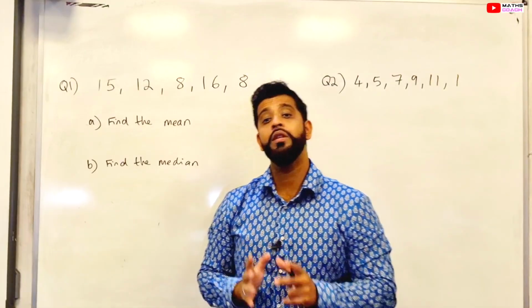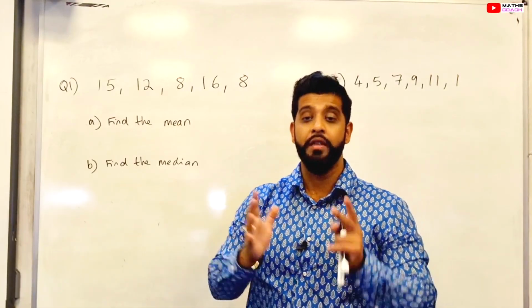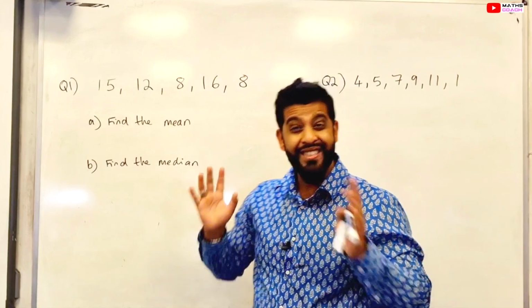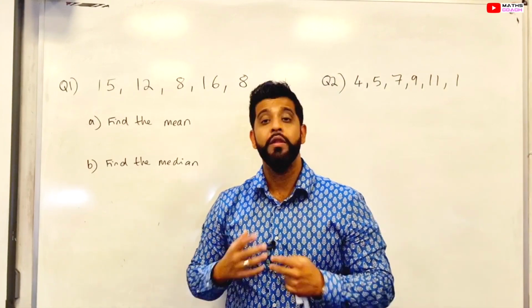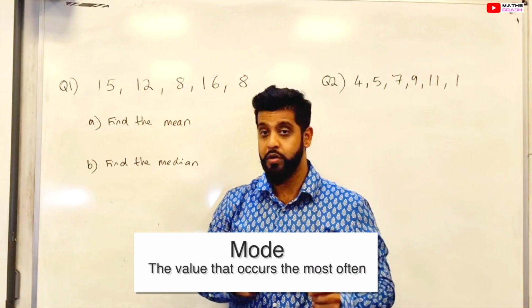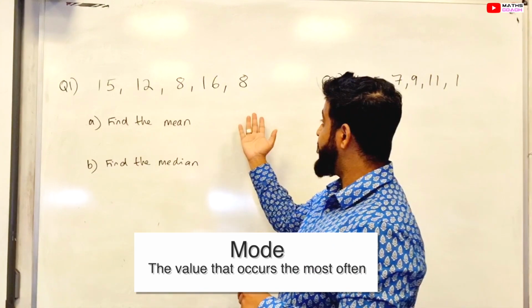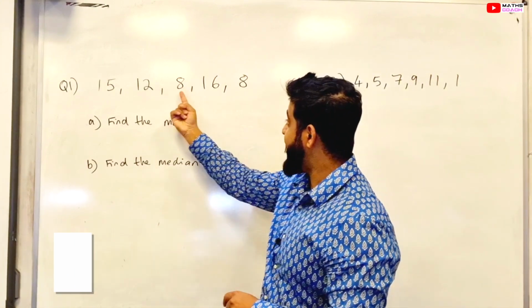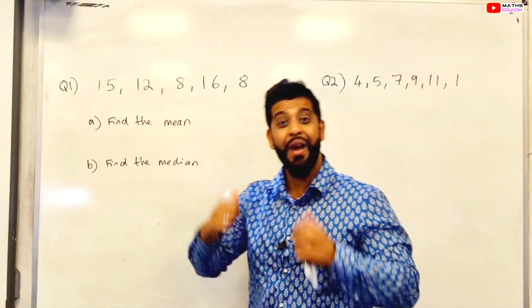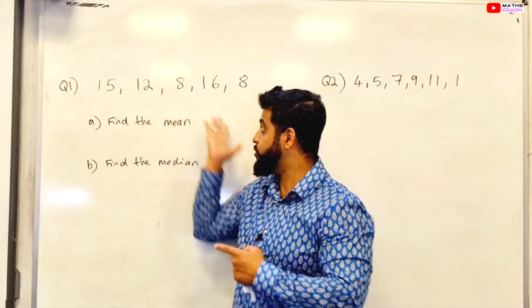Before we begin, you need to know the definition for the mode, the median, and the mean. So let's start off with the easier one, the mode. The mode means the number that comes up the most amount of times. So in this list of numbers, you've got 8 here and 8 here. 8 comes up twice. So 8 would be considered the mode for this group of numbers.